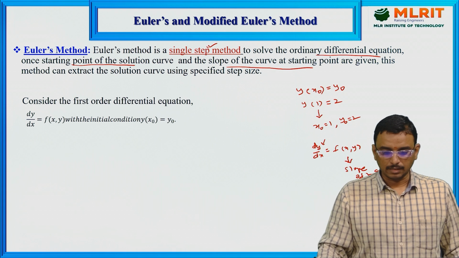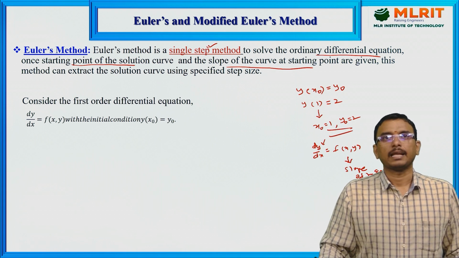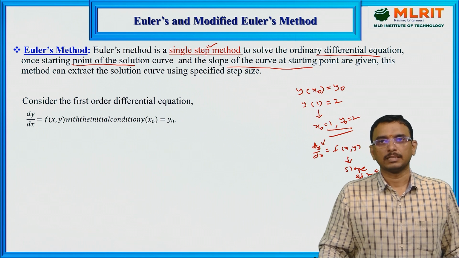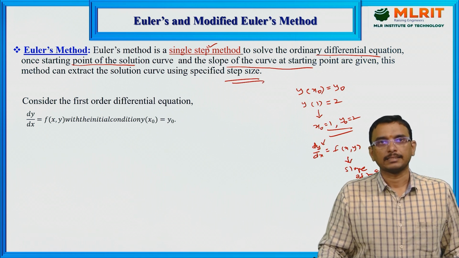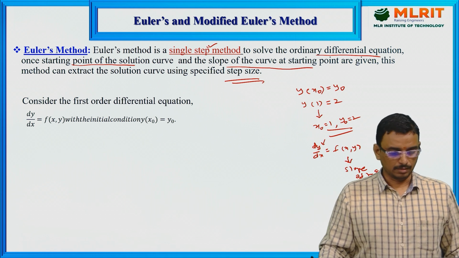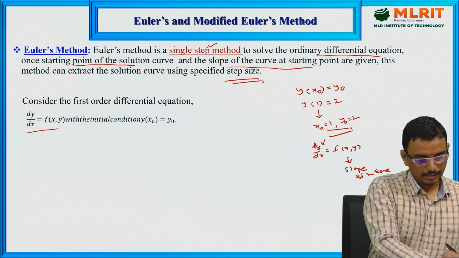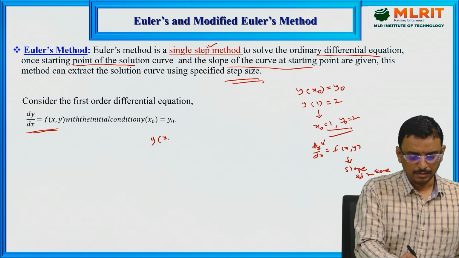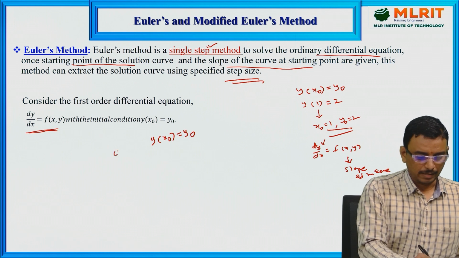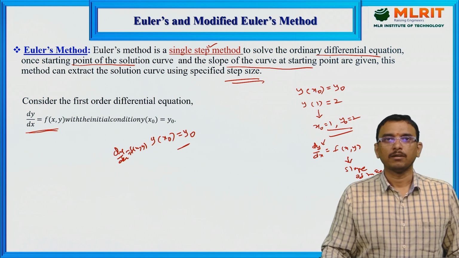Both the starting point as well as the slope of the curve are given. So this method can extract the solution curve using a specified step size. Now consider the first order differential equation dy by dx equal to f of x comma y with the initial condition y of x naught equal to y naught. Using this initial condition, we can find the initial slope f of x naught comma y naught.